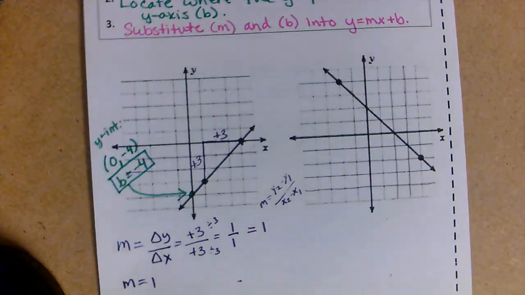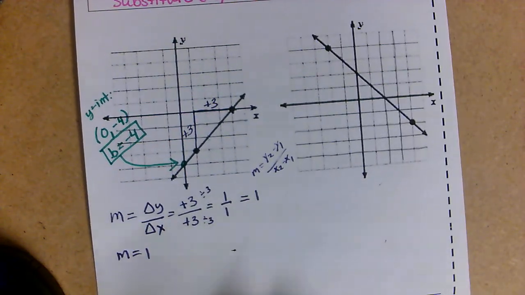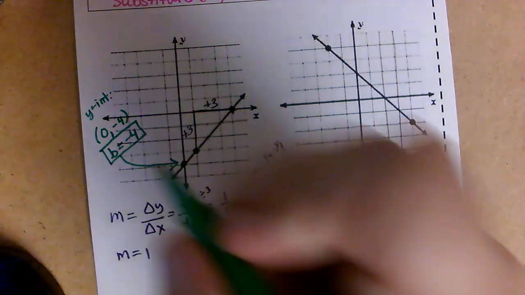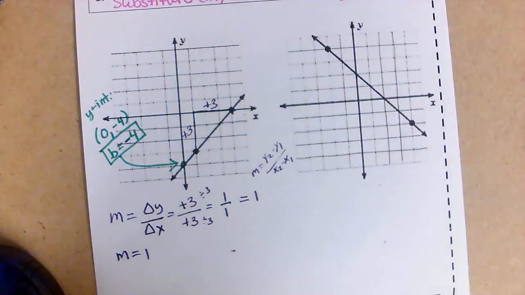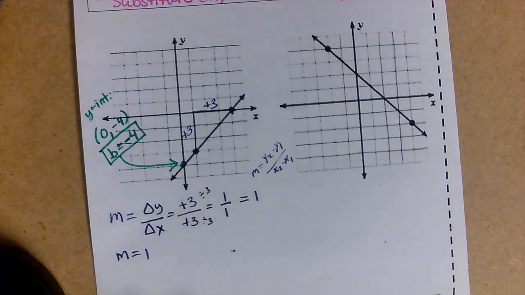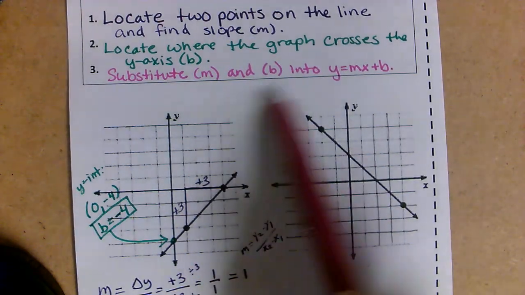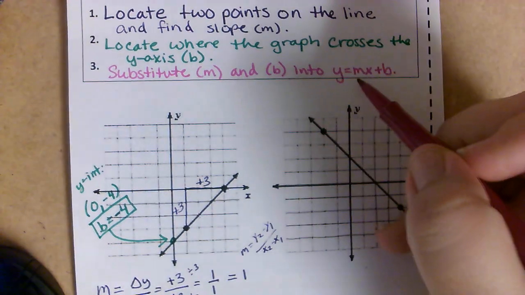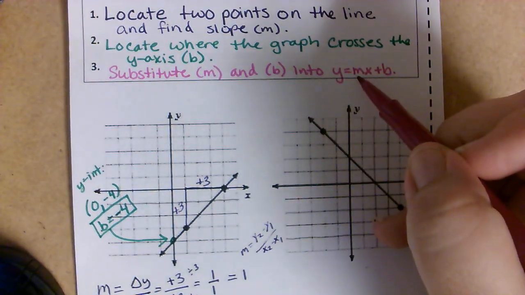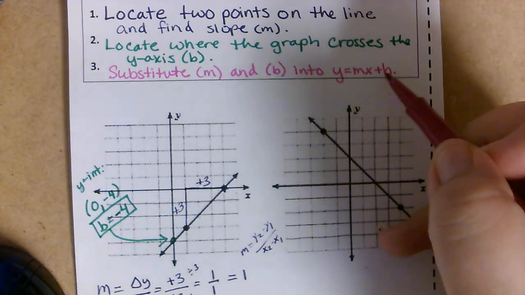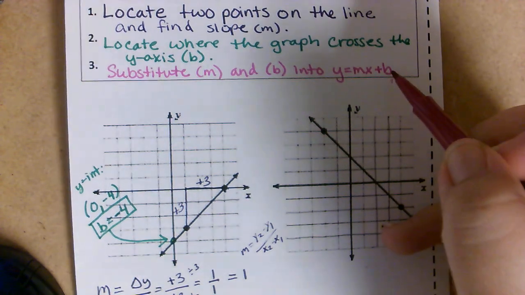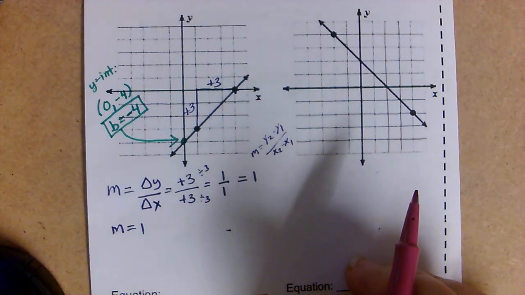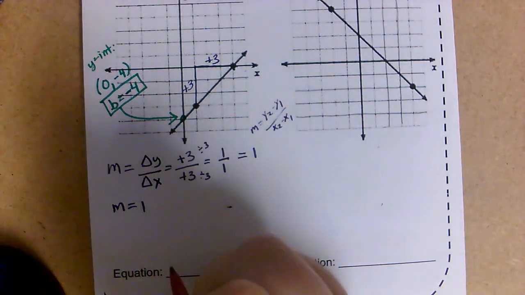Okay. So I have my m equals 1, and I have my b equals -4. The next thing I have to do is step number 3: substitute m and b into y equals mx plus b. So my +1 is going to go here in place of my m, and my -4 is going to go here in place of my b. I'm going to write that down here in the equation line.